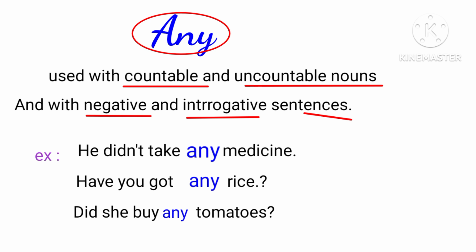Any is used with countable and uncountable nouns, and with negative and interrogative sentences. Example, number 1, with a negative sentence: he didn't take any medicine. And with an interrogative sentence: have you got any rice? And the last example: did she buy any tomatoes?